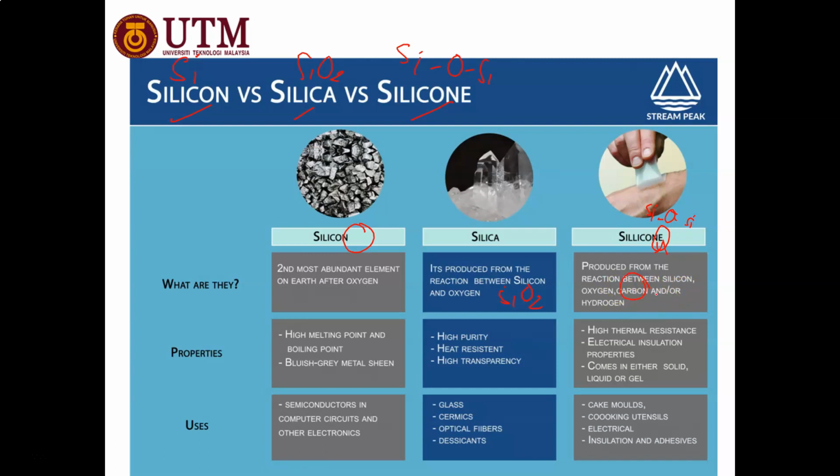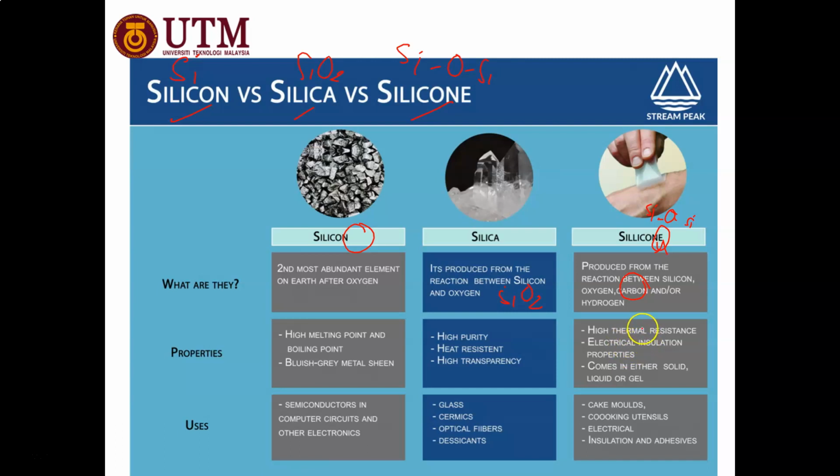Carbon tu is the organo part lah. So some of the properties of silicon: dia high melting point, boiling point, and dia punya rupa is very macam berkilat-kilat, bluish grey metal. So silica is high purity, highly resistant and high transparency. Dia biasanya tak ada warna. Okay, macam silica gel yang tak basah, dia tak ada warna.